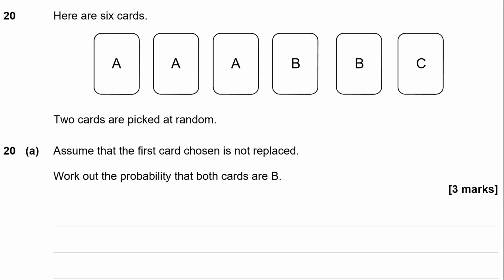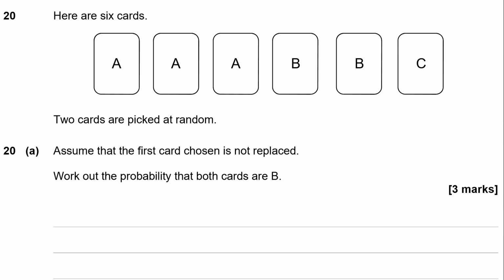Question 20. Here are 6 cards. Now we've got 3 A's, 2 B's and a C card. And we're going to pick 2 cards at random from here. Assume that the first card chosen is not replaced. Work out the probability that both cards are B.